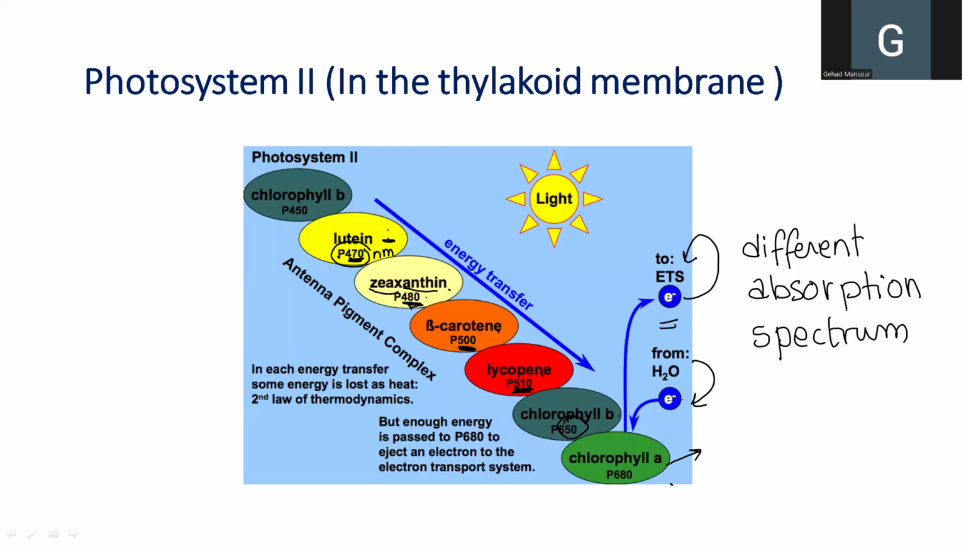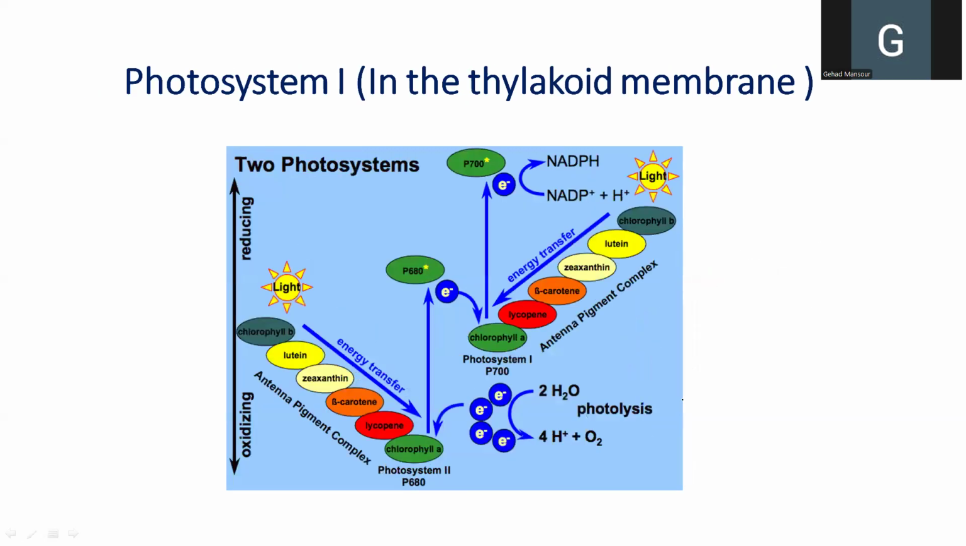Some energy is dissipated to the environment and increases the entropy of the environment. However, despite these energy transfers that are associated with heat dissipation, enough energy will still reach the chlorophyll A molecule at the end of the day to enable it to lose electrons and to make these electrons reach the electron transport chain.